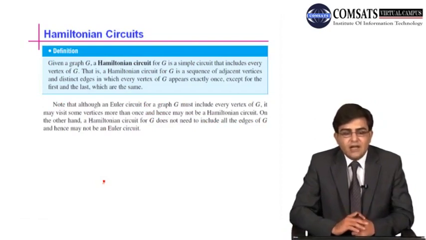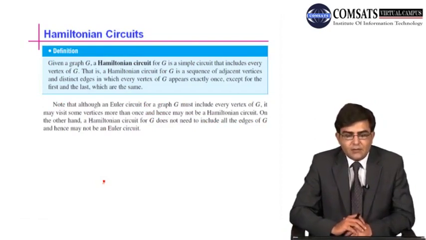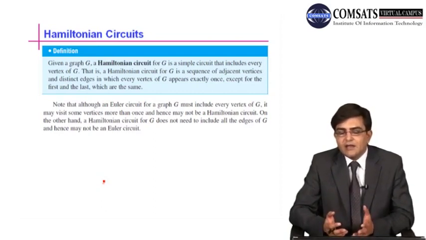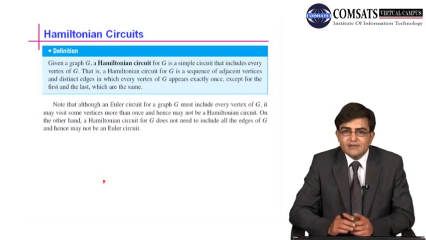Now we move to the Hamiltonian circuits. This is somewhat similar to the Euler circuit, but some conditions are different here in Hamiltonian circuits. We shall also discuss some applications of Hamiltonian circuits. Given any graph G, a Hamiltonian circuit for G is a simple circuit. Euler circuit was a circuit. This Hamiltonian circuit is a simple circuit. In a simple circuit, you cannot repeat edges also here.